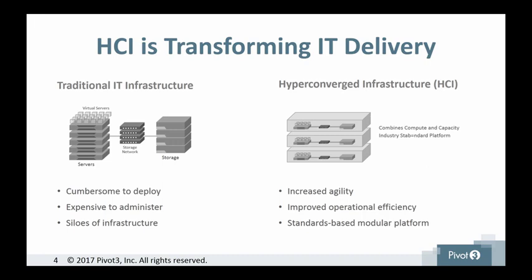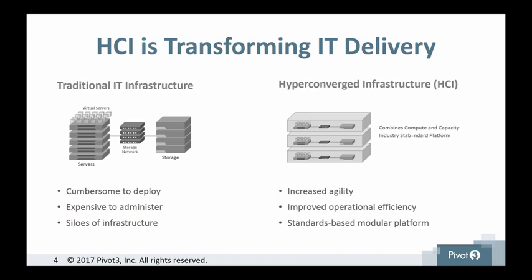So all of it put together creates very expensive and complex infrastructure, especially for DR. You want something simpler than that. Hyperconverged has great potential to improve the agility of your infrastructure. Really, it uses industry standard building blocks, right? So the cost of acquisition goes down with that. And then it has improved operational efficiency because it's an integrated platform.